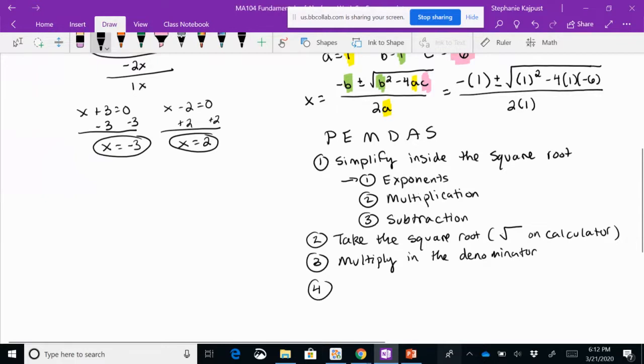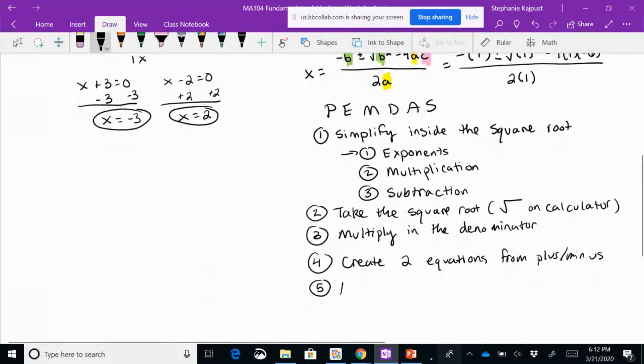And then we're still following the order of operations. So we've gone through the square root stuff. We've done all the multiplication, division things. Next would be addition and subtraction. So you have this plus or minus on the top. So we're going to actually create 2 equations, and these are coming from the plus or minus. And I will demonstrate that. Just going to write down all the steps here. Then once you've done that, then you do your addition or subtraction. And then you simplify your fractions.